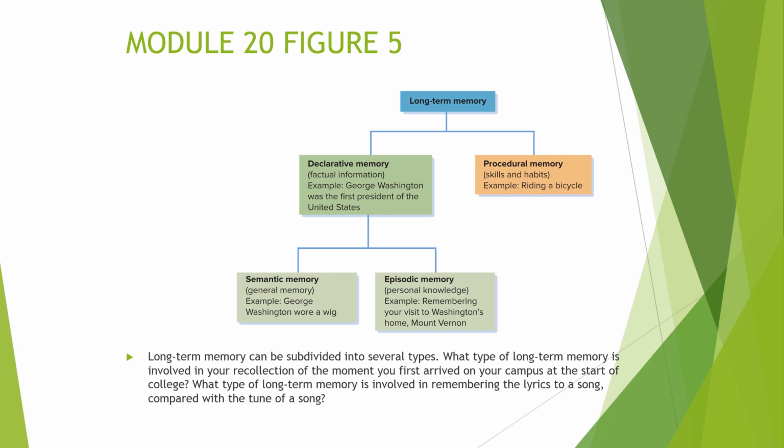Semantic memory is general types of information. So perhaps one of those is that George Washington wore a wig. Episodic memory is like an episode from your life. So perhaps you remember when you went and visited George Washington's home at Mount Vernon. So I think this flow chart is really helpful if you're studying for a test in class and you're trying to remember the different types of long-term memory. It kind of breaks it down for you in understanding those.